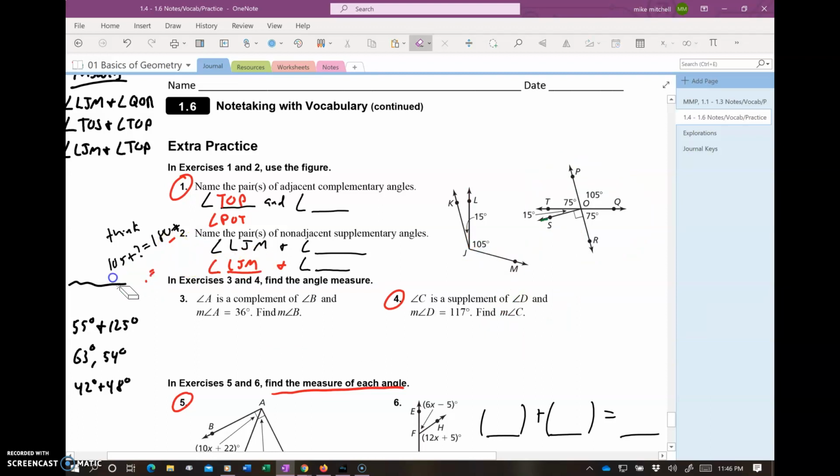I will leave that there. Actually, no, that's gone. It's not there.